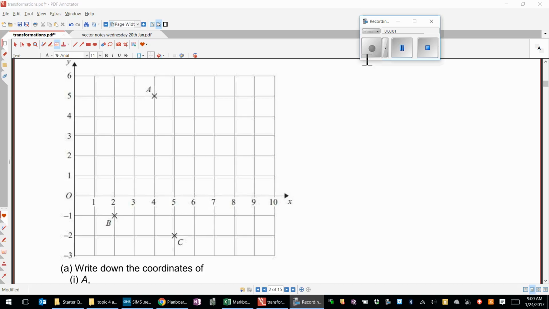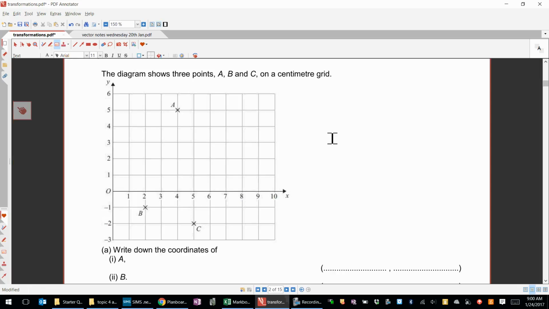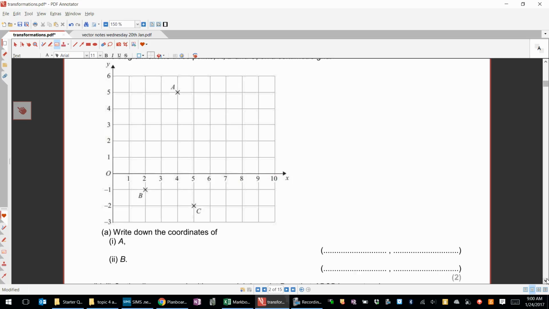So let's have a look at these transformations. We won't bother writing down the coordinates. Well, actually, do you know how to do coordinates? What are the coordinates of A then? 4, 5. Yeah. And the coordinates of B? 2, negative 1. Good. Okay.